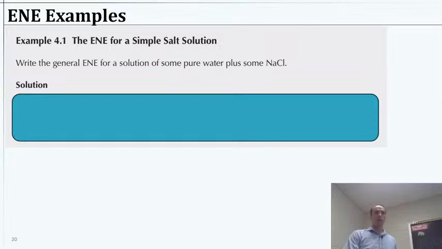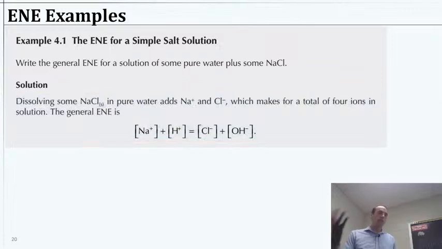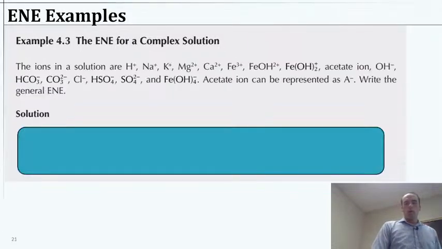All right, so hopefully this was just getting the cations on one side, Na+ and H+, and the anions on the other, Cl- and OH-, right? So nothing else really happening here. Okay, so let's do something a little more complicated.